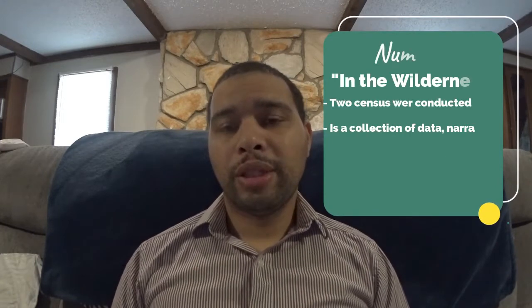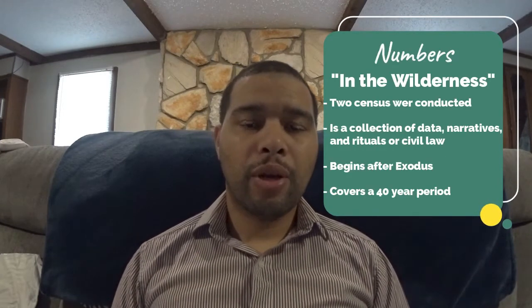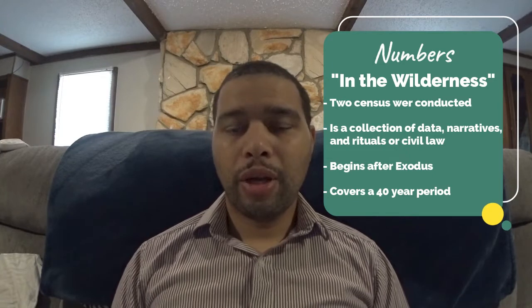But as we move on into the book of Numbers, known to some Jewish scribes as In the Wilderness, we find that there were some complications with this law. The book of Numbers is called so because it reflects the 2 censuses conducted during that time. Now, Numbers as a whole is a collection of data, narratives, and rituals or civil laws, and it begins right after Exodus and covers about a 40-year span of time in which the Israelites were stuck in the wilderness running in circles.